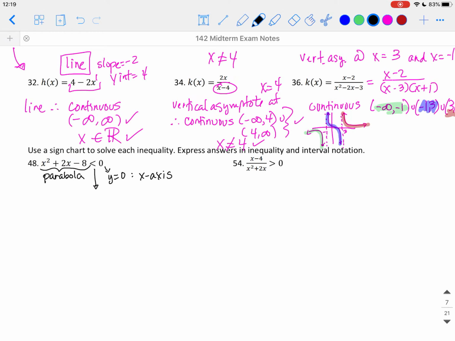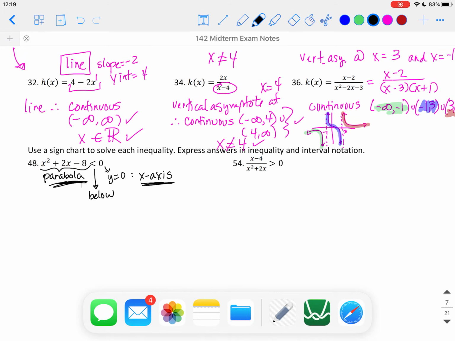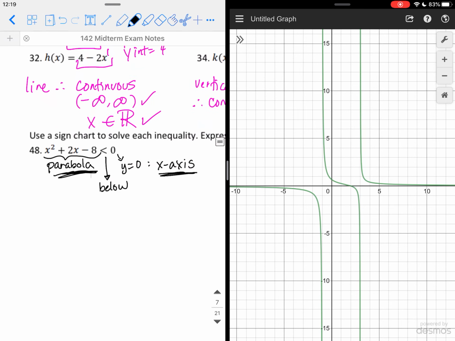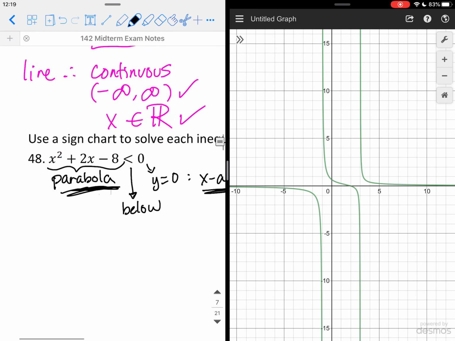And for less than, we want to know when the parabola is below the x-axis. That's what that mathematical statement is saying. We want to know when that parabola is below the x-axis. Not on it, not above it, but below it. So I'm going to graph it. I'm going to actually get the answer before we do all this process, so that we appreciate and understand graphically what's going on.